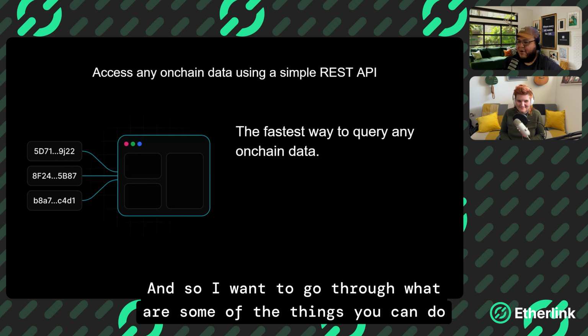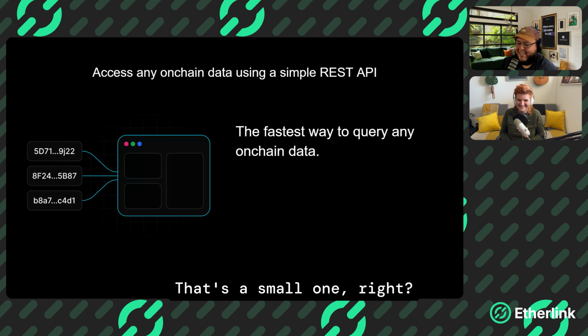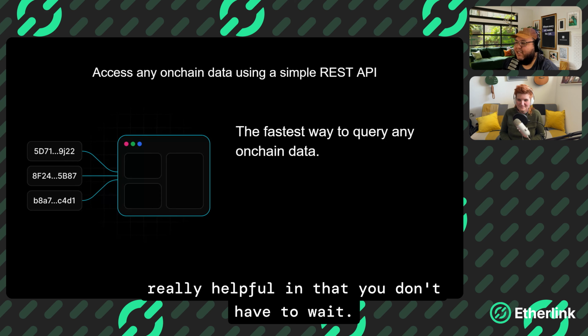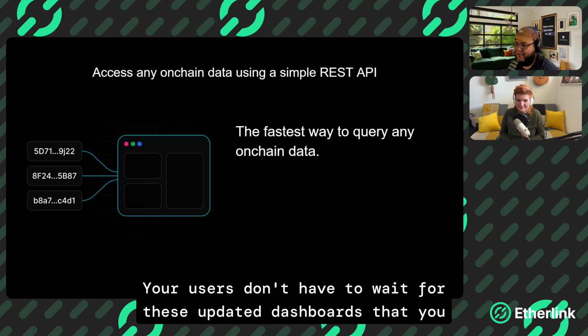And so I want to go through some of the things you can do with it, right? So you can access any on-chain data, again, using REST API endpoints. Very, very simple. And it's the fastest way to query any on-chain data. We see speeds between 2 to 300 milliseconds, or yes, milliseconds. That's the small one, right? As I return to you as people do these queries of data, really, really helpful in that your users don't have to wait for these updated dashboards that you can use through these Insight results.